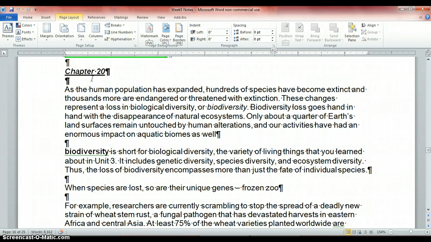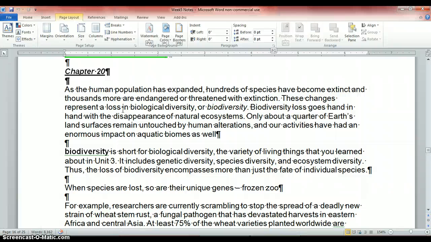Okay, so as the human population expanded, hundreds of species have become extinct, and thousands more are endangered and threatened with extinction. And this especially includes all the megafauna from after the last ice age. These changes represent a loss in biological diversity, or what we call biodiversity, which we covered a little bit in the previous weeks. Biodiversity loss goes hand in hand with the disappearance of natural ecosystems. About a quarter of the Earth's land surfaces remain untouched by human alterations, and our activities have had an enormous impact on the aquatic biomes as well. So even if we don't necessarily interact with an area, we can still mess it up.